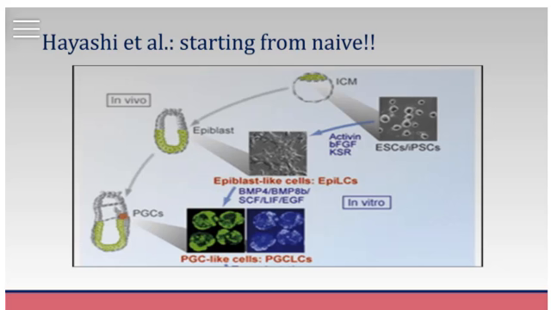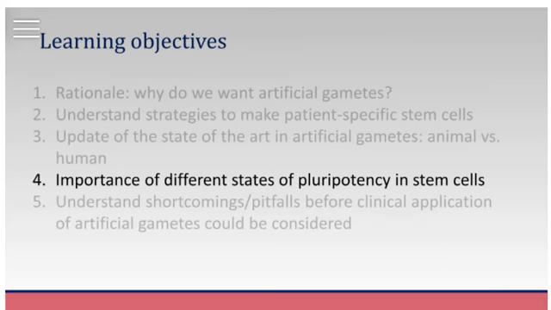So they started from these mouse embryonic stem cells, or iPS cells. They differentiated them a little bit towards epiblast-like cells, and then they could form these primordial germ cells, and finally functional sperm or oocytes. So I will explain a little bit these different states of pluripotency.